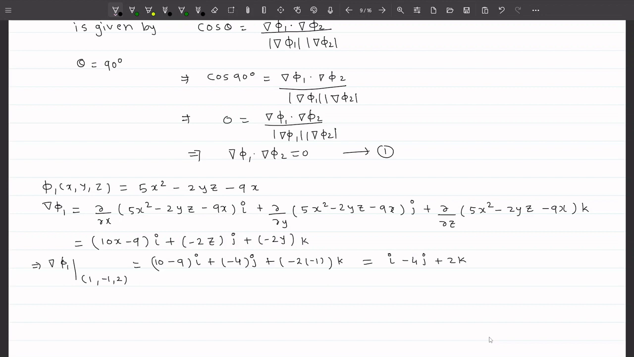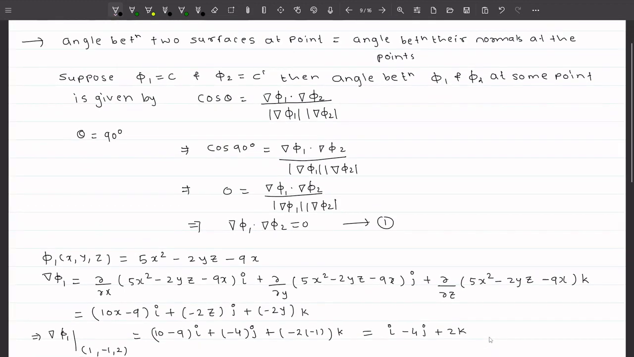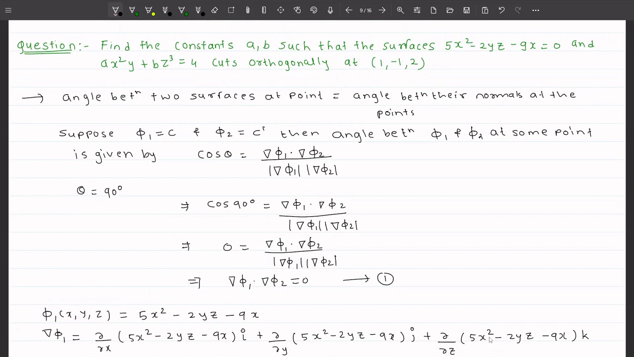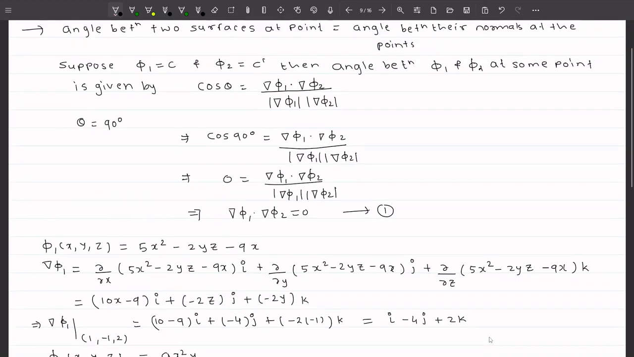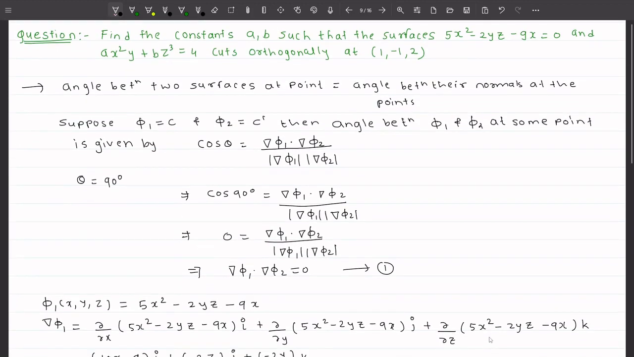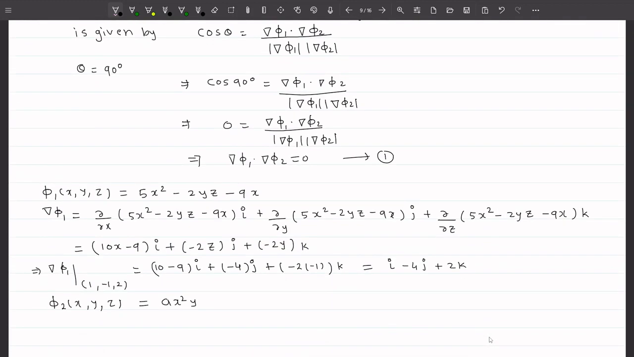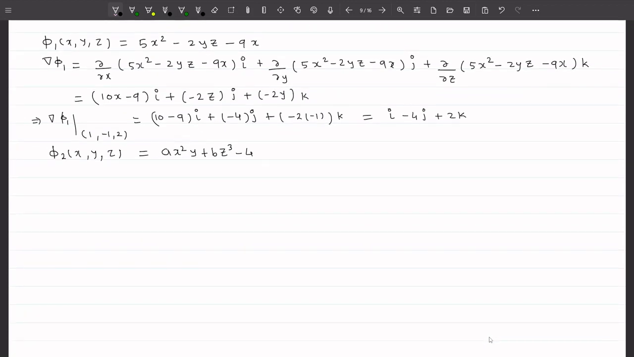Okay, now let us see the gradient of phi 2. Phi 2 of x, y, z is what? Phi 2 is ax²y + bz³ − 4. Now we need to calculate the gradient of phi 2.